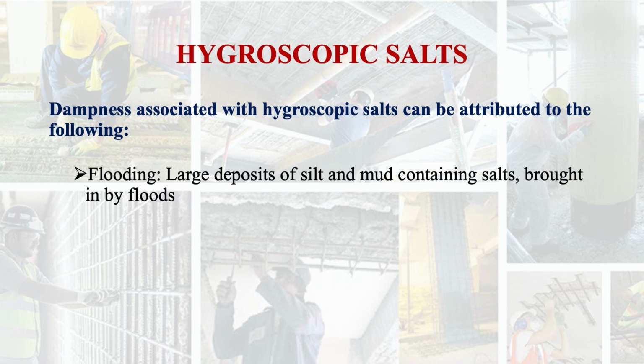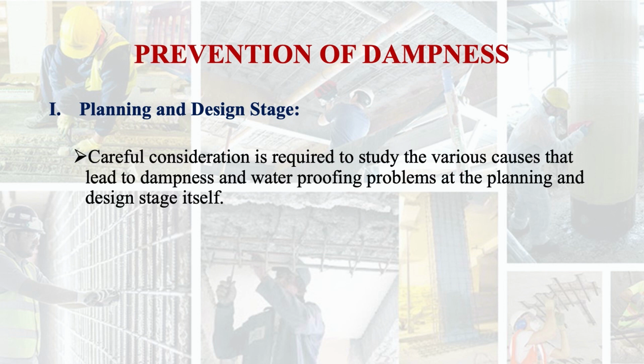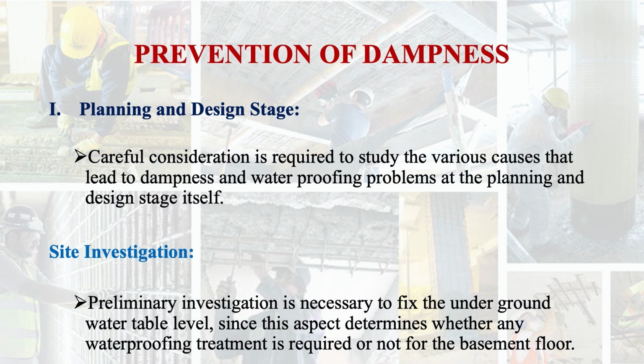Now we move to prevention of dampness. Planning and design stage. Careful consideration is required to study the various causes that lead to dampness and waterproofing problems at the planning and design stage itself. What are the different levels or stages? First is site investigation. Preliminary investigation is necessary to fix the underground water table level, since this aspect determines whether any waterproofing treatment is required or not for the basement floor.